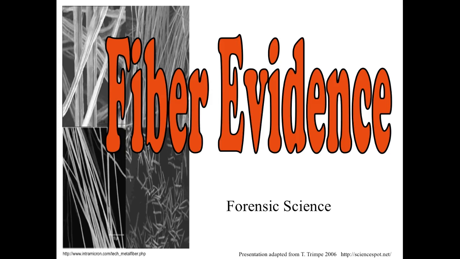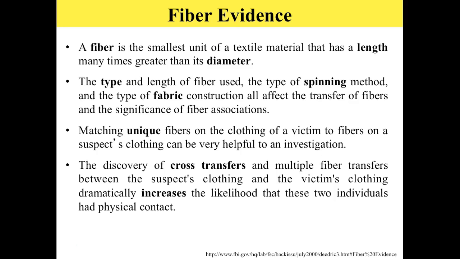Let's take a closer look at the nature of fiber evidence. A fiber is the smallest unit of a textile material that has a length many times greater than its diameter. Fibers can occur naturally as plant and animal fibers, but they can also be man-made. A fiber can be spun with other fibers to form a yarn that can be woven or knitted to form a fabric. The type and length of fiber used, the type of spinning method, and the type of fabric construction all affect the transfer of fibers and the significance of fiber associations.